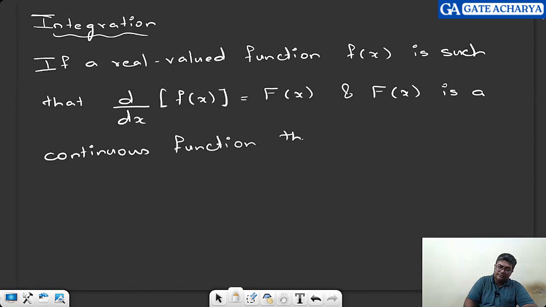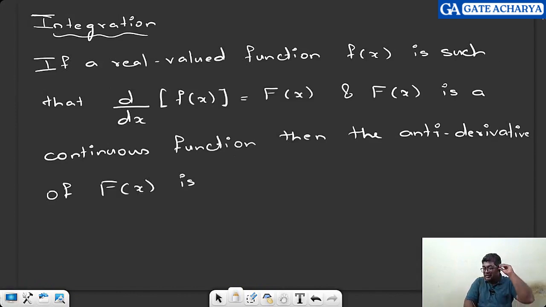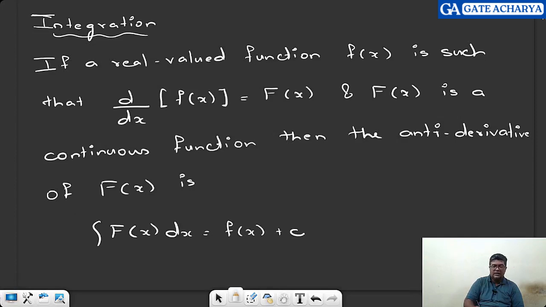Okay, then the antiderivative of capital F of x is, so what do you mean by antiderivative? Opposite of derivative or inverse of a derivative. That is, I'm taking this operator on the other side. So it is written like this. Antiderivative is written by this sign. This is an integral sign. So integration is an antiderivative. Always remember. So the antiderivative or integral of capital F of x dx is working out as small f of x plus arbitrary constant c. This is the definition of integration.